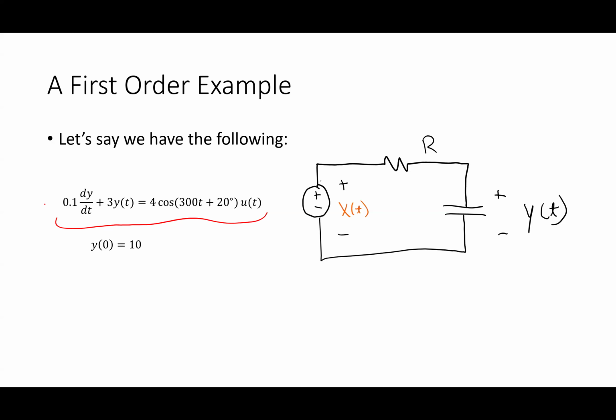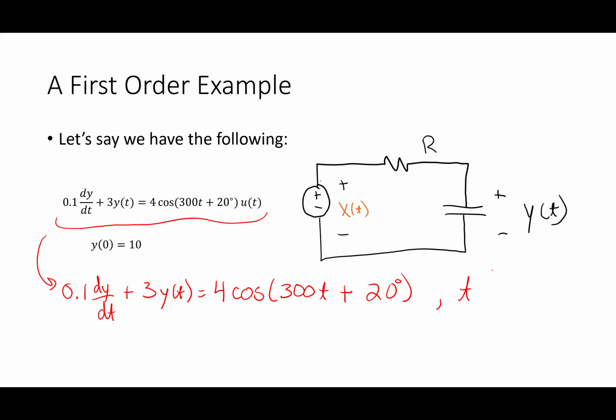So I talked about this u of t thing the other day. What did I call u of t? Step function, right? And I basically said that for all intents and purposes, it just means that I can rewrite this as 0.1 dy by dt plus 3 y of t equal to 4 cosine 300t plus 20 degrees, for what condition on t? Yeah, greater than or equal to 0, let's say. Okay. So we've got an initial condition. In this case, for this circuit, y apparently is the voltage across the capacitor, x is the input.